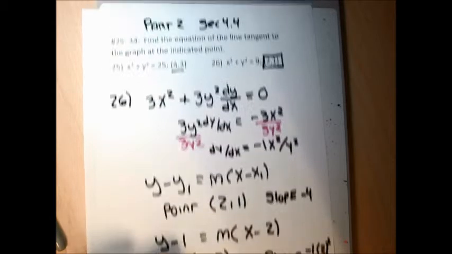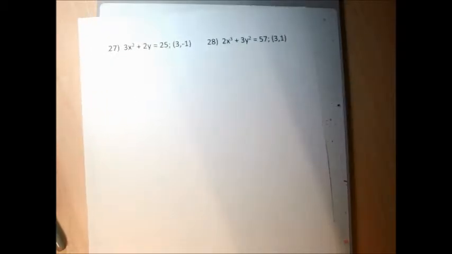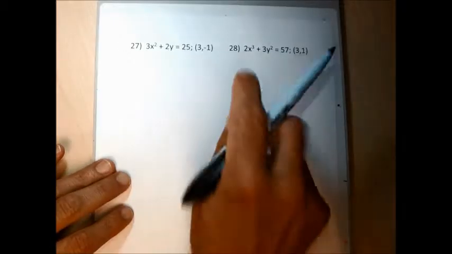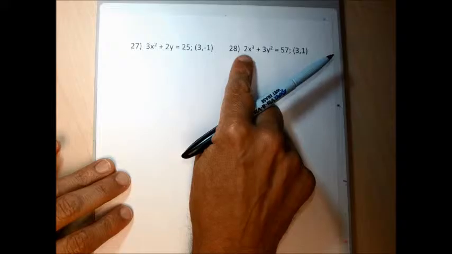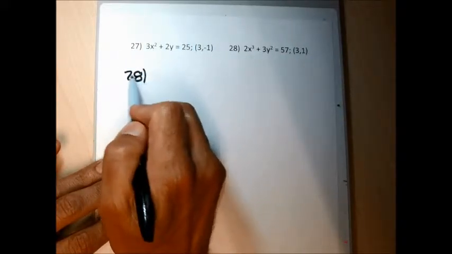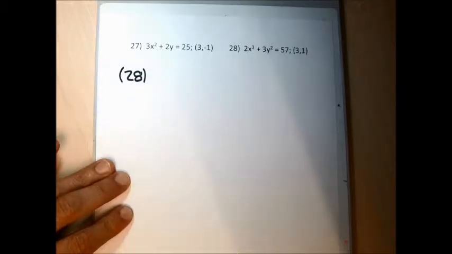I'll move on to do 28. Alright, so I need the derivative before I can get a slope. So my first step in any of my problems is going to be to find the derivative, because if I'm finding the equation of a tangent line, I need a slope. To get the slope, I need a derivative.